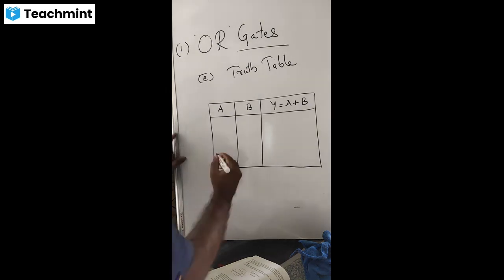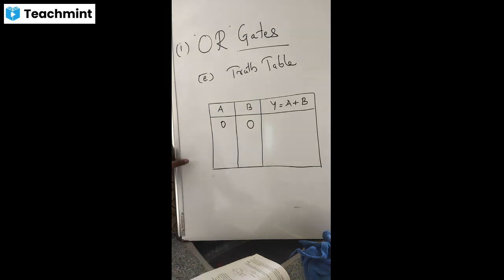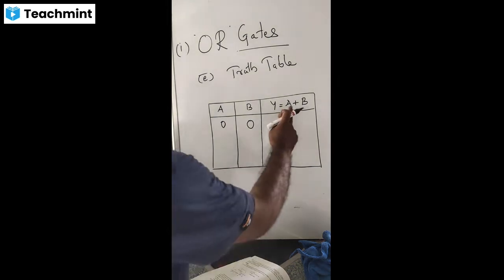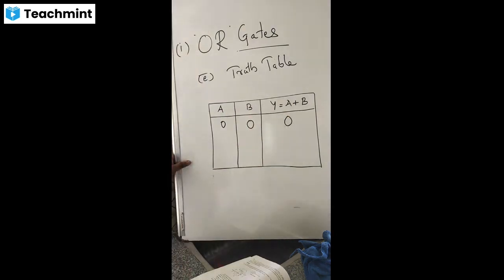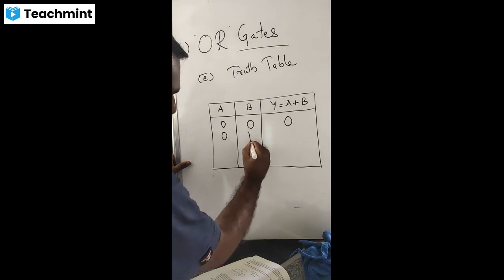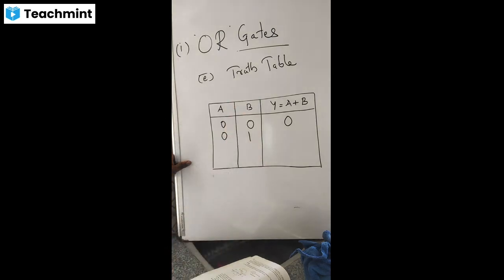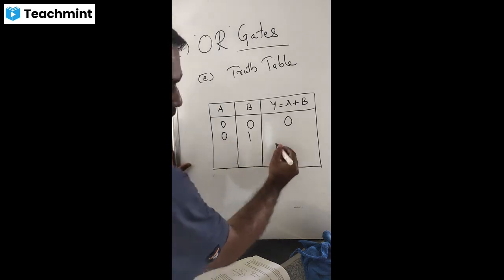So first possibility, both can be 0. See, A plus B, 0 plus 0 is going to give you 0 only. So next what you do, keep A 0, make B 1. Means A is low, B is high. If you add, you are going to get 1.